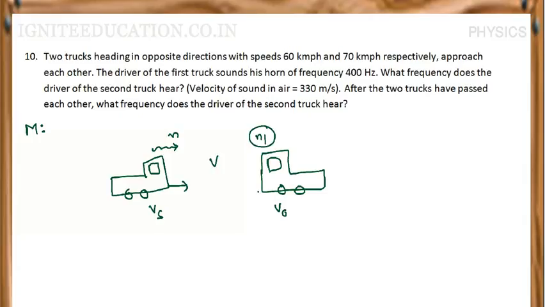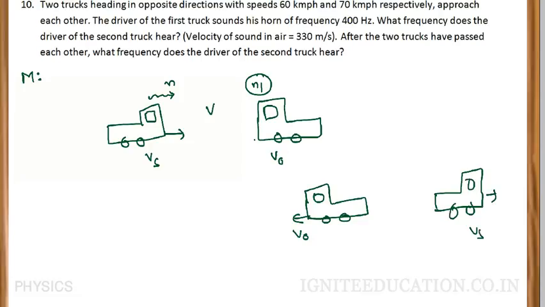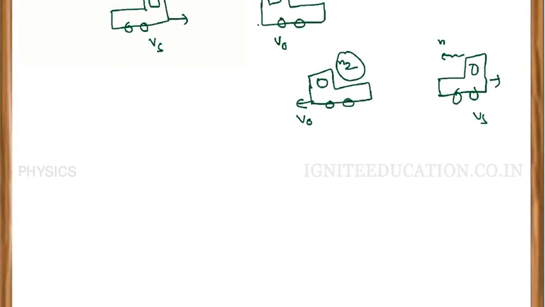We need to find out n1 in the first case, and in the second case those two are moving away, like after crossing, they are moving with their own velocities like Vo and Vs. But at that time also he is blowing the horn with frequency n, but the observer is listening with a frequency n2. We need to find out n1 and n2. So that is our motto. Now I am going to investigate the quantities that I have been given.